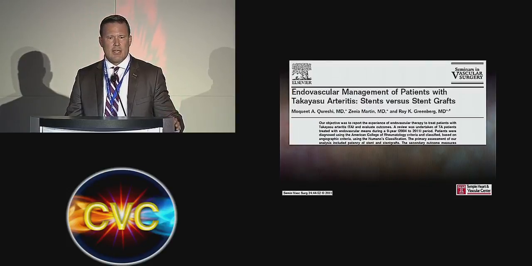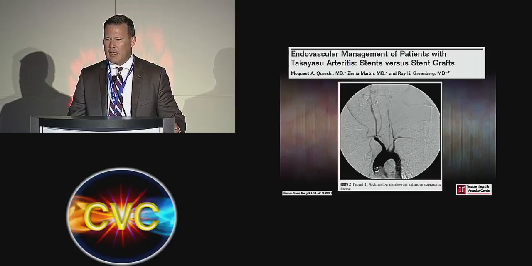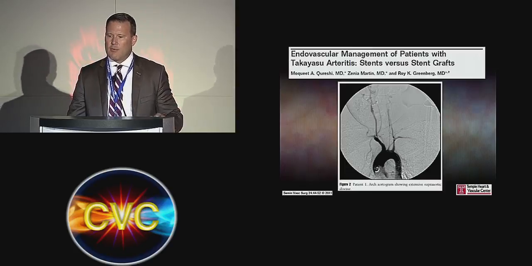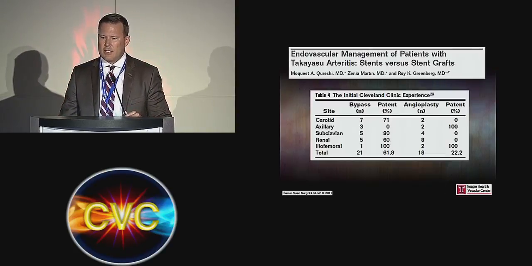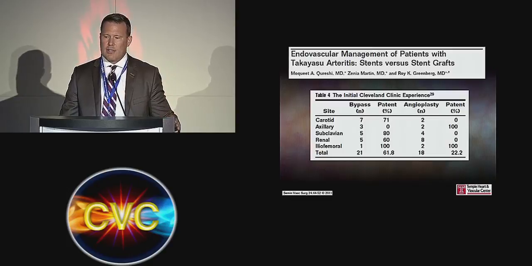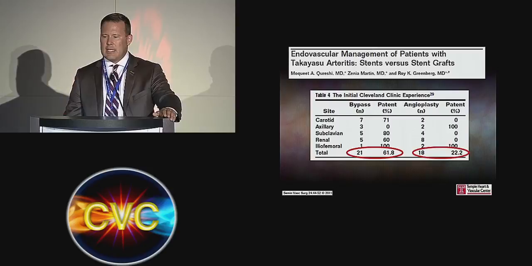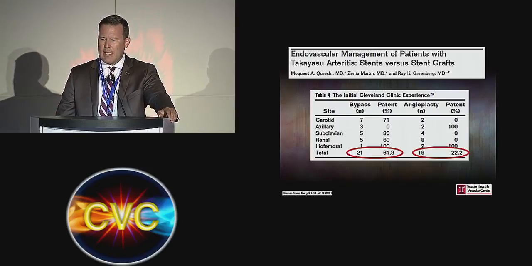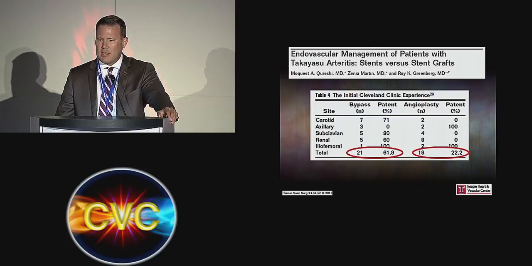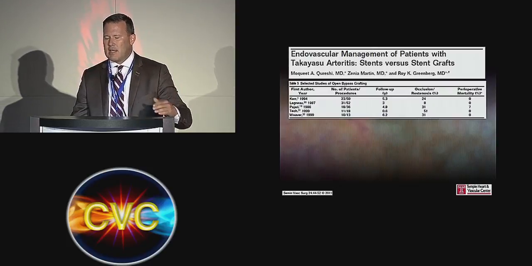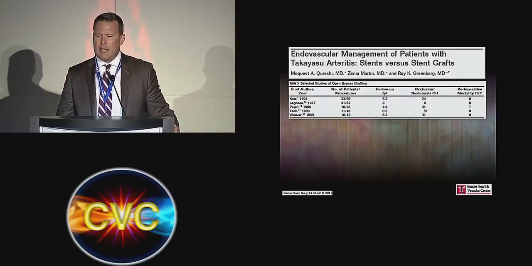One of the best papers, I think, in the literature right now is the paper from Greenberg's group at the Cleveland Clinic, and they had a small series of patients, and they reviewed their outcomes and talked about their Cleveland Clinic experience. And you could see here a host of different treatments, bypass, angioplasty, on a number of different arterial segments, 21 in the surgical group and 18 in the angioplasty group. And you can see the patency was 61% in the surgical group, 22% in the angioplasty group. So once again, that speaks to the discrepancy in patency rates.